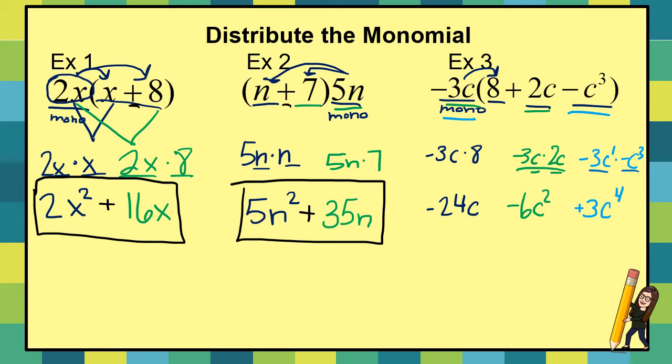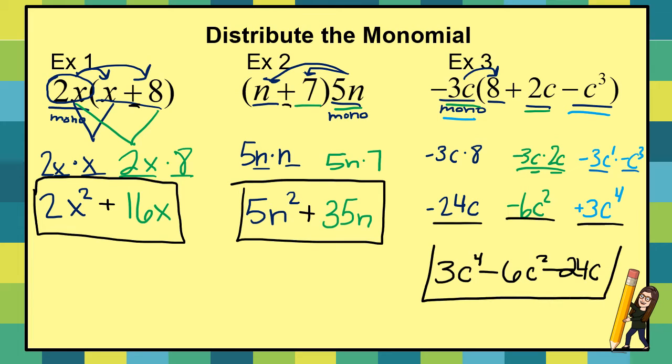Okay. Now normally we would say we're done, but we have one extra step. I want you to make sure to write your answers in standard form. So we're going back to the previous lesson, meaning I want the highest exponent first, which is a positive 3c to the 4th. Next would be a negative 6c squared. And last would be a negative 24c. So now they are in descending exponent order.